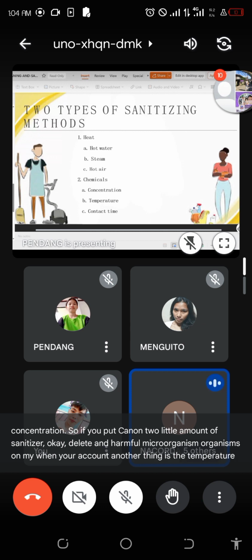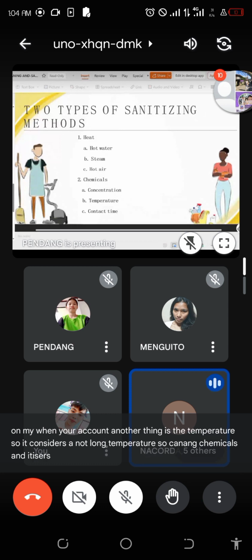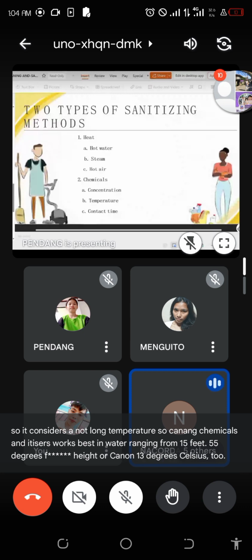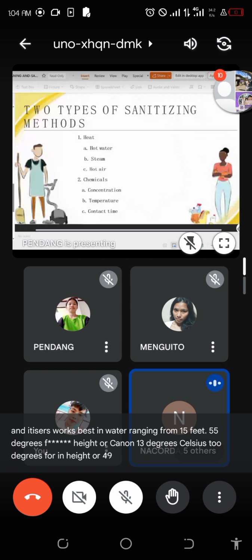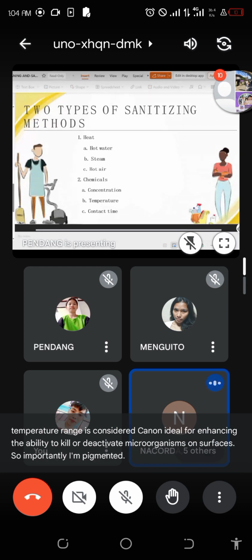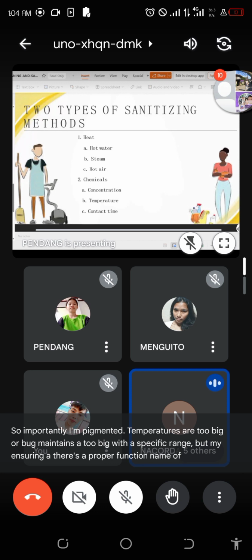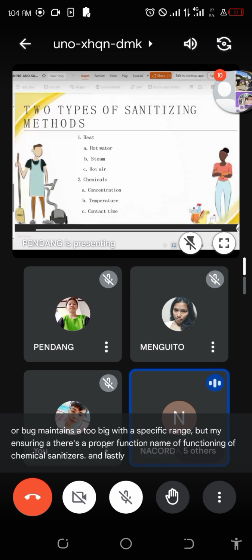Another thing is the temperature. So, i-consider sa nato ang temperature. So, chemical sanitizers work best in water ranging from 55 degrees Fahrenheit or 13 degrees Celsius to 120 degrees Fahrenheit or 49 degrees Celsius. So this temperature range is considered ideal for enhancing the ability to kill or deactivate microorganisms on surfaces. So importante ang pag-maintain sa temperature sa tubig within a specific range para ma-ensure nga there is proper functioning of chemical sanitizers. And lastly is the contact time.